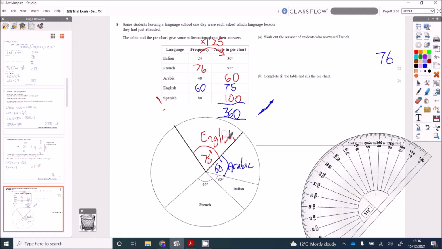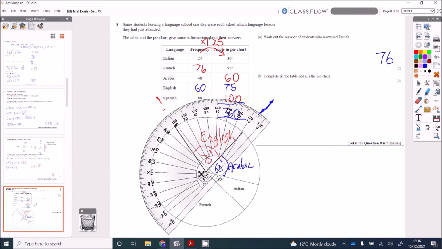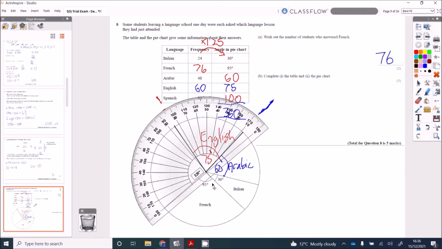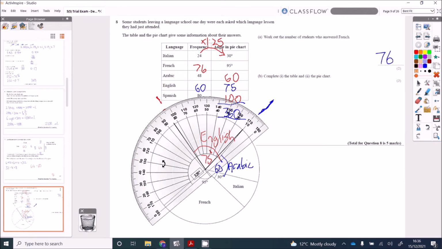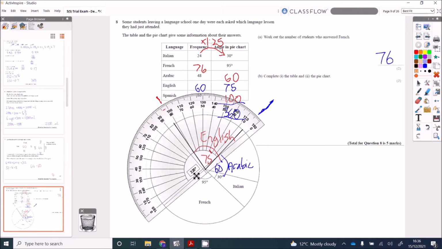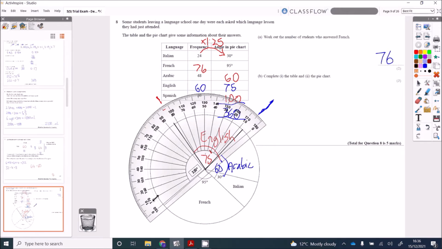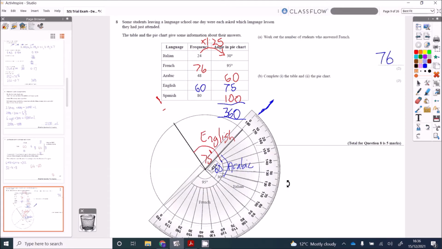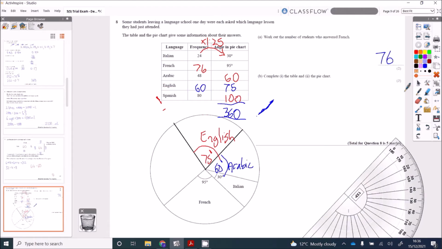Now just go and measure your final one and do check that it's exactly 100 degrees. Worth checking. So I'm going to line this up on the other end now. It's just slightly slipped. Lining it up. Okay, and that's on 100 degrees. So I've got that right. So finally I've got English, I've got Spanish, with my 100 degrees.